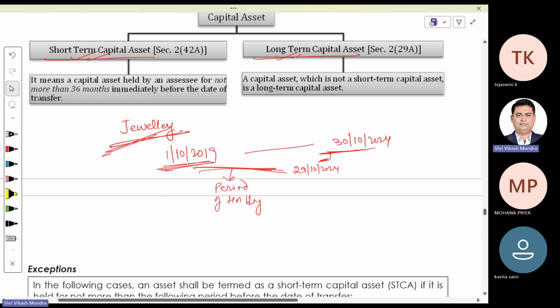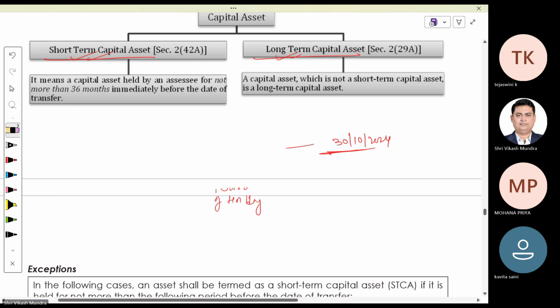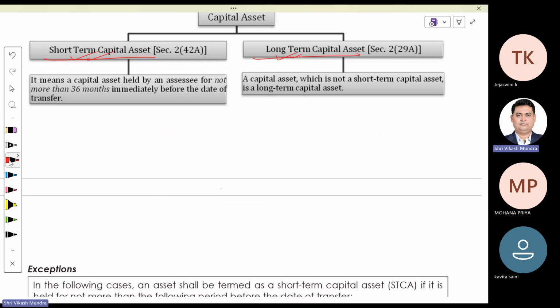The purpose of dividing between short-term and long-term capital assets is that, in general, if you are transferring a short-term capital asset, whatever gain you generate shall be considered short-term capital gain.